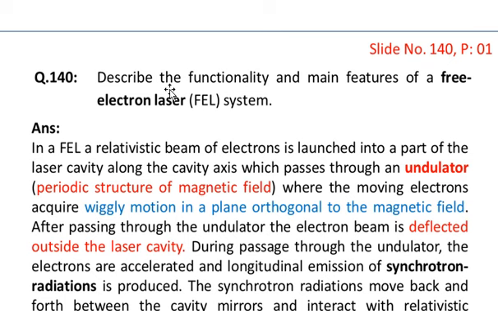Question is, describe the functionality and main features of a free electron laser system. We shall abbreviate the free electron laser system as FEL, F-E-L.